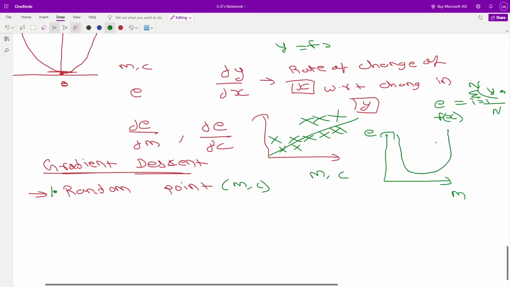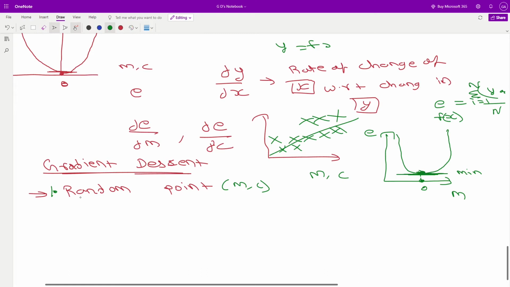And this becomes your 0th point. Now, when you want to reach this minimum point, we know that the slope of the tangent at this particular point is 0. So wherever your slope of the tangent is 0, that is nothing but dE by dm is 0, and this becomes your minimum point of error. You can see here the minimum point of error is this.